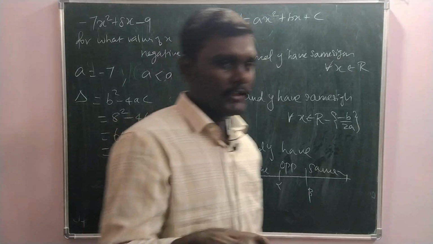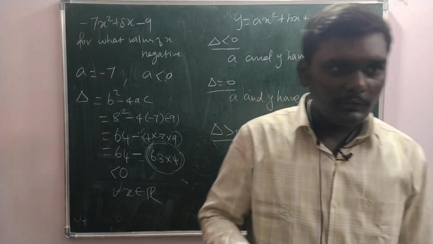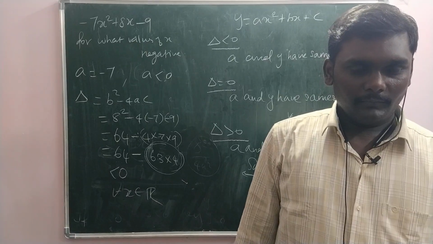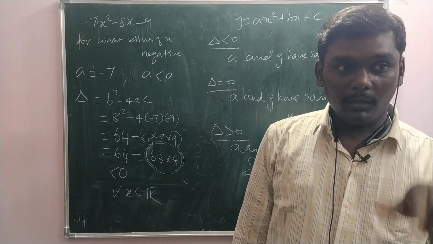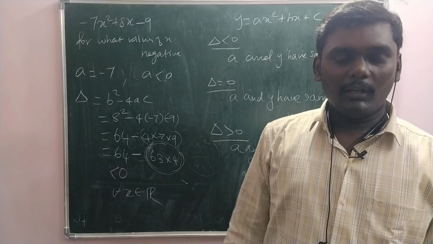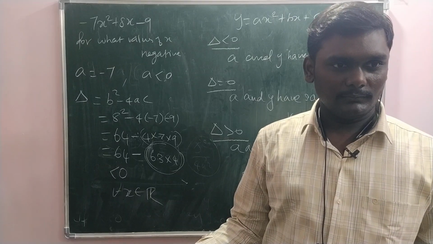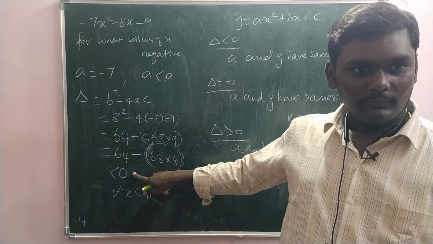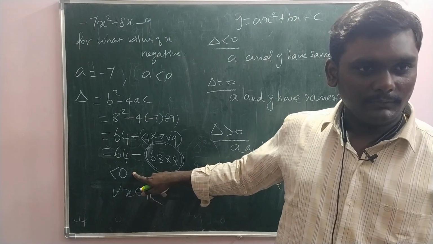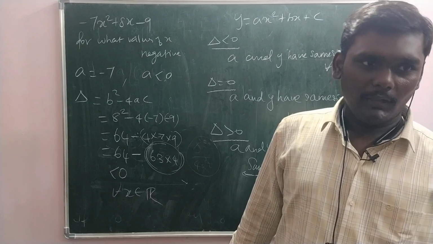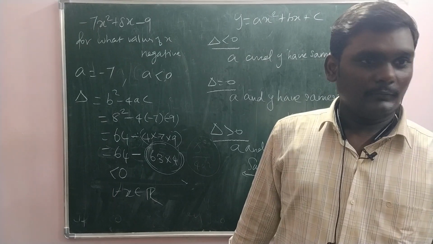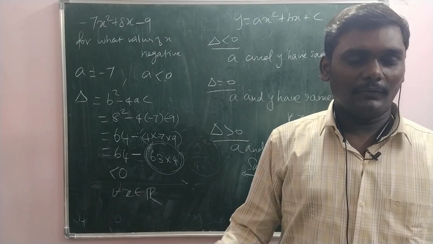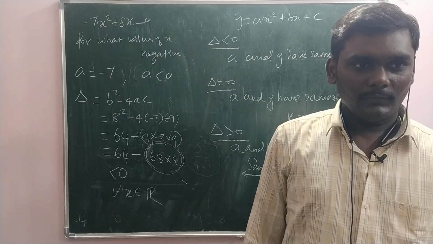Suppose in the question they asked for what values of x this is positive. What answer should you say? For all the real numbers, it is negative. Then for what values is it positive? No values. No such values exist. No values of x. Not defined, like we will say. Okay. Got it? Any doubts?